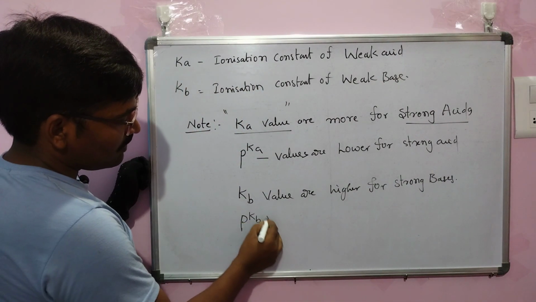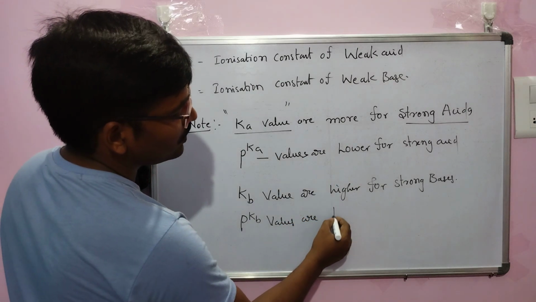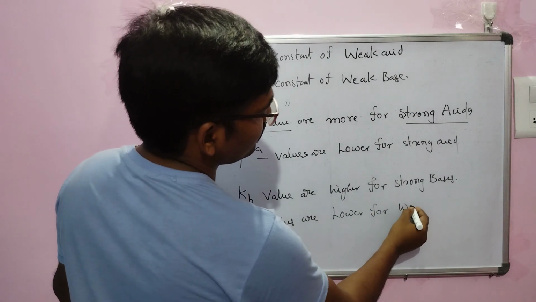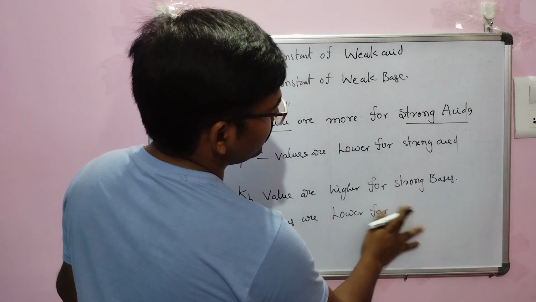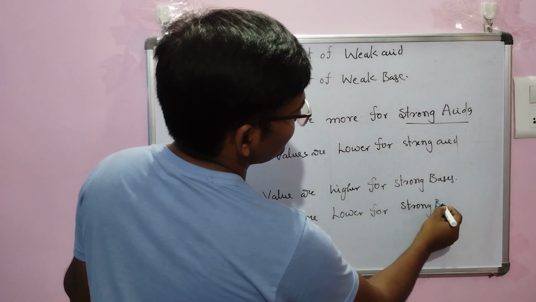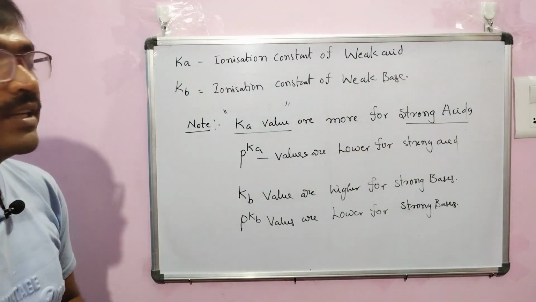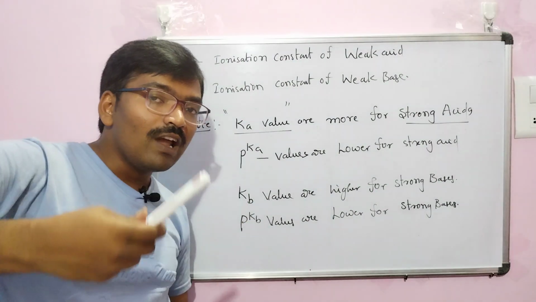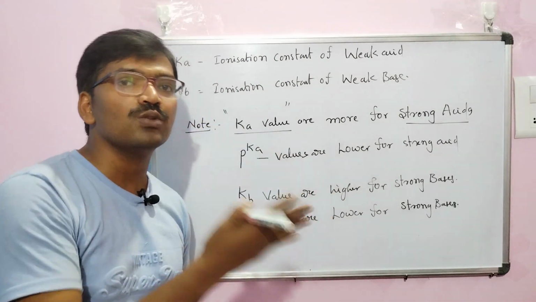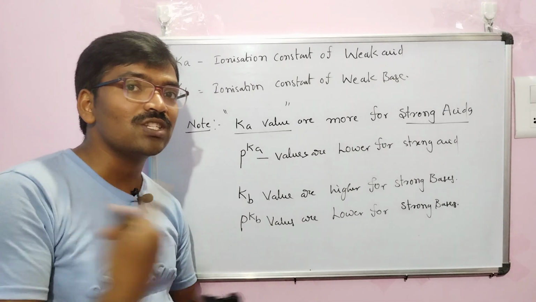pKa values are lower for strong acids. You have to remember that. Remember that when Ka values are higher, we call it a strong acid, or with lower pKa values also a strong acid. Based on these values we can say which is a strong acid and which is a weak acid.